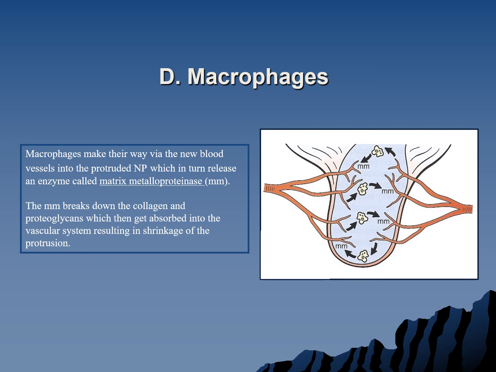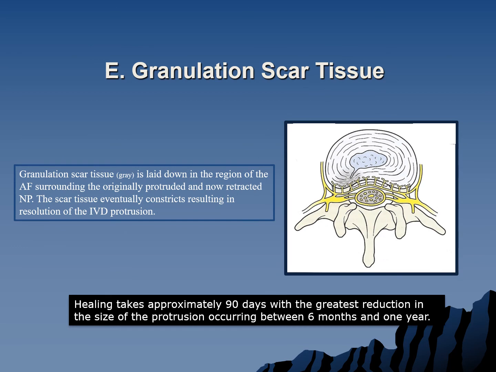And that enzyme is going to begin to somewhat liquefy and break down the type 2 collagen fibers in the nucleus. So the macrophages and the phagocytes can basically gobble it up and take it out through those new vascular channels. And as they do that, it's going to begin to diminish in mass and quantity, and the disc is going to begin to shrink. And that would be the end result right there, where we see granulation scar tissue in gray.